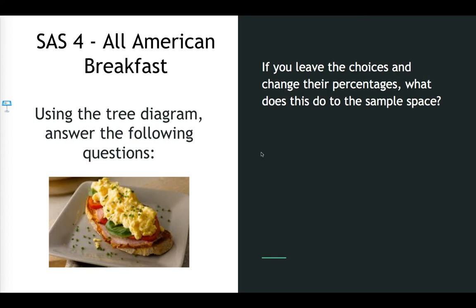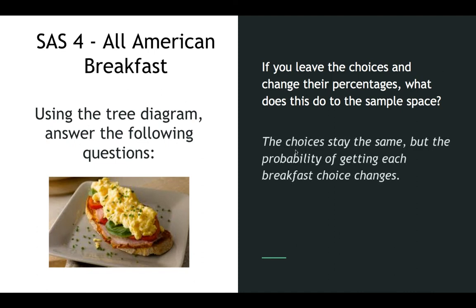All right, if you leave the choices and change their percentages, what does this do to the sample space? If you leave the choices, you still get 3 choices. If you change the percentages, as long as they add up to 100, the sample space remains the same. You have 3 choices of eggs, 3 choices of meat, and 3 choices of bread. That doesn't change the sample space. 3 times 3 times 3, you have a total of 27 different options on that particular breakfast. And that's what it says: the choices stay the same, the probability of getting each changes.